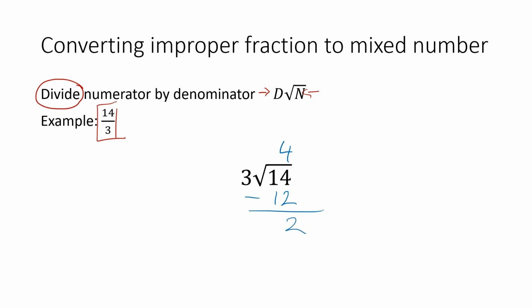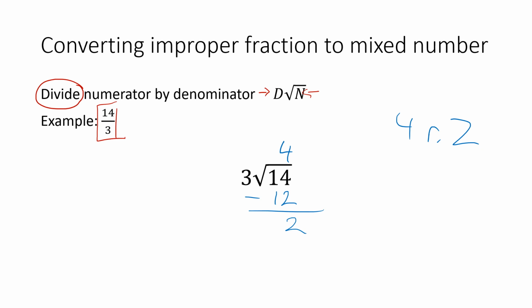Subtracting, we get 2. Okay. If this was whole numbers, what would we do? We would write, okay, 4 remainder 2. Done. If this was decimals, what would we do? We would add a decimal, we'd add a 0, we'd bring it down and keep going. But because this is neither whole numbers nor decimals, we're done here with our actual division.